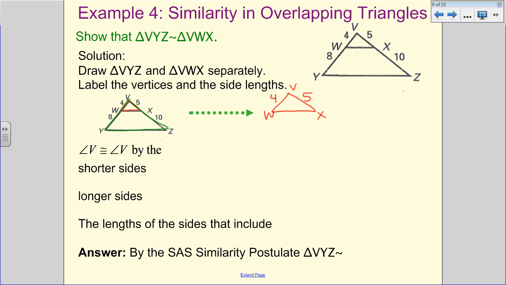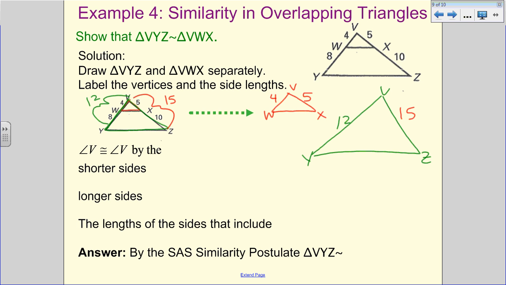And then I'm going to draw VYZ. Now you need to be careful when you draw these, ladies and gentlemen. Not just for that, but you need to make sure that you're getting the right side measurements. This side here is 4 and 8 together for a length of 12. This side over here is 5 and 10 together for a length of 15. So those are the actual measurements that you're writing down.